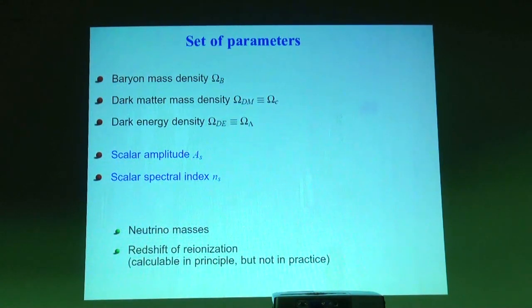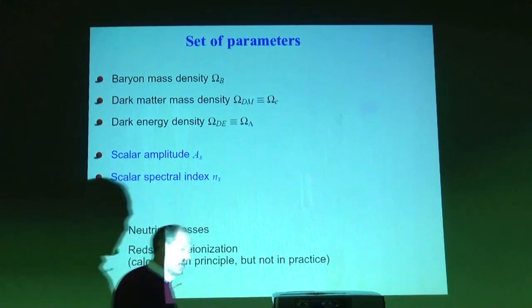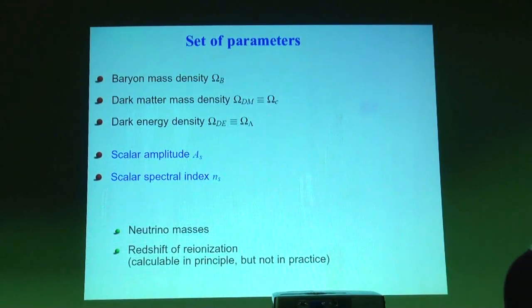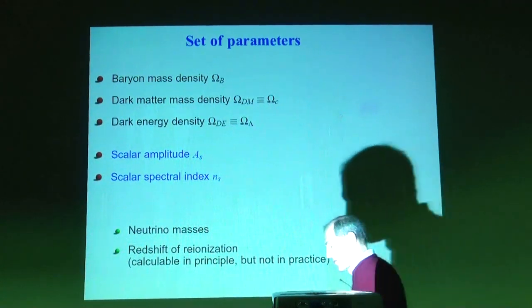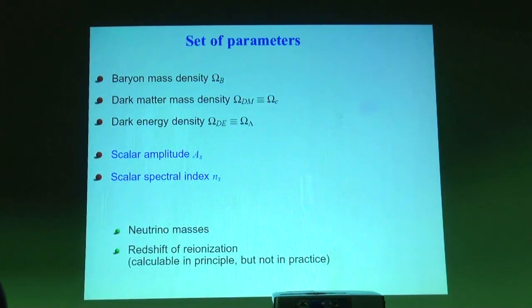And another thing which is often used to parameterize the data is what's called the redshift of reionization. Reionization is an epoch in the universe, some few hundred million years after the Big Bang, when the first stars and first dwarf galaxies started to form, and due to these energetic processes, the gas which existed at that time in the universe became ionized again. And in principle, once we know all these parameters, this epoch is calculable. The time at which this happened is calculable.